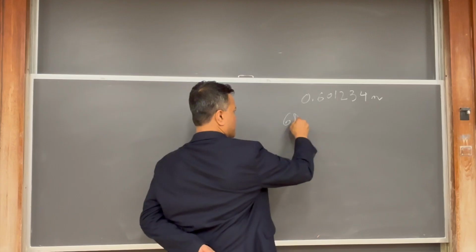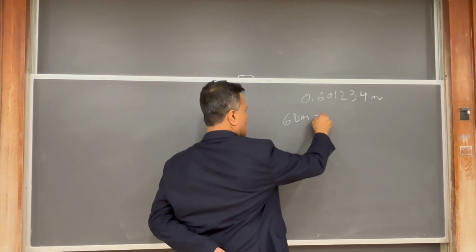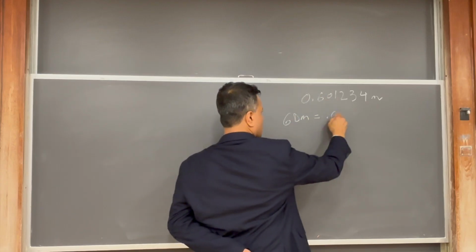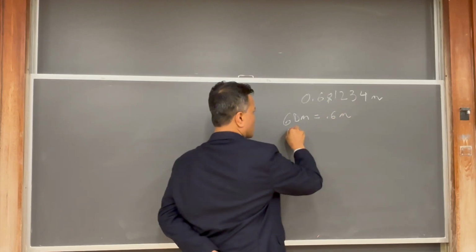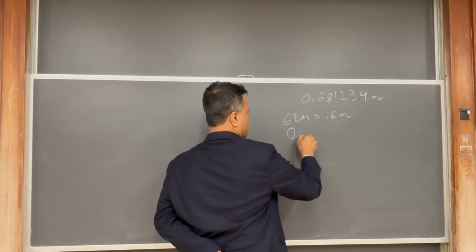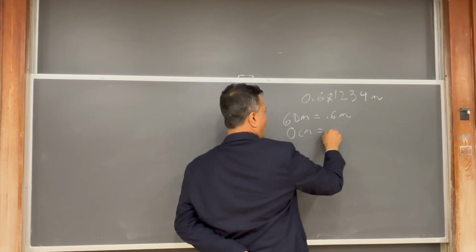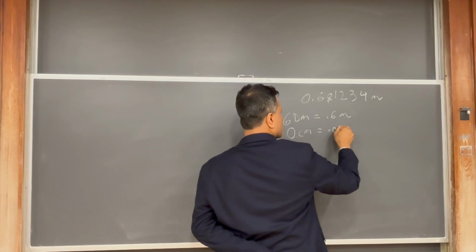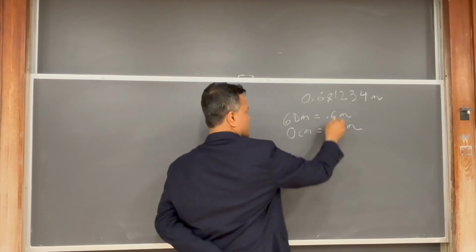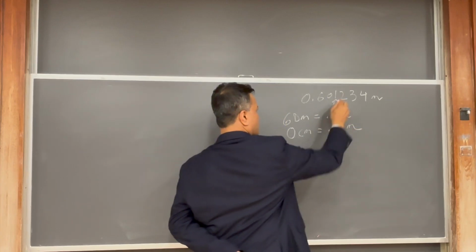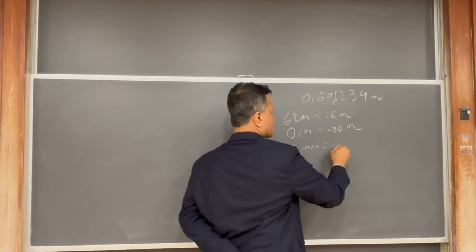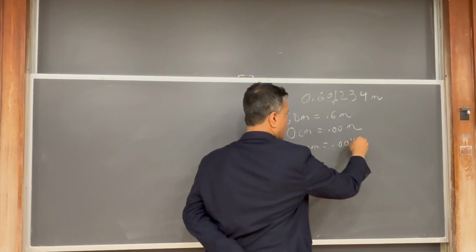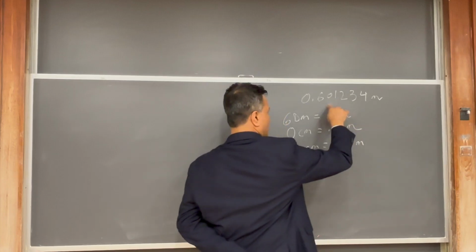Okay, so let's write 6. 6 what? Decimeter. 6 decimeter is equal to 0.6 meter. Let's write 0. 0 centimeter is equal to 0.00 meter. Let's then write 1 millimeter, which is 0.001 meter.